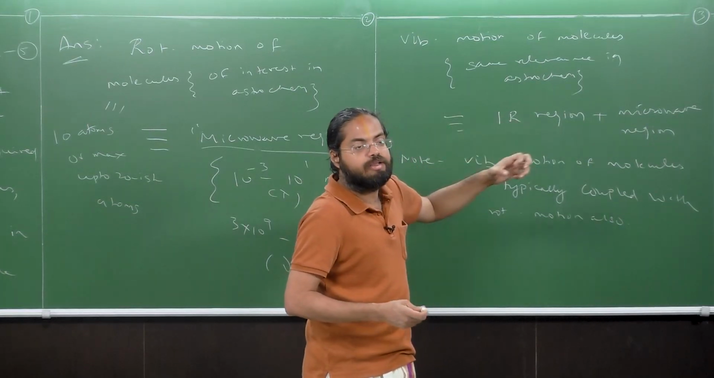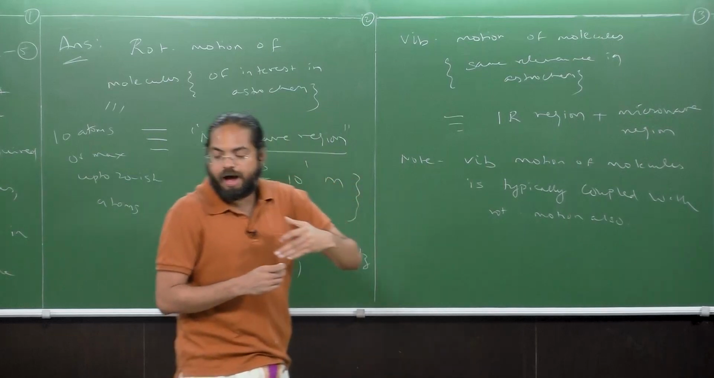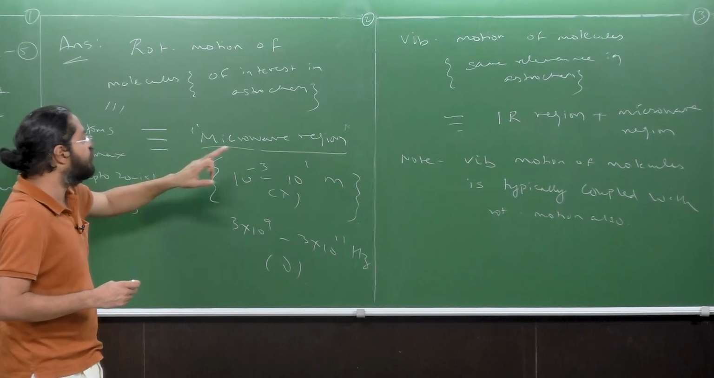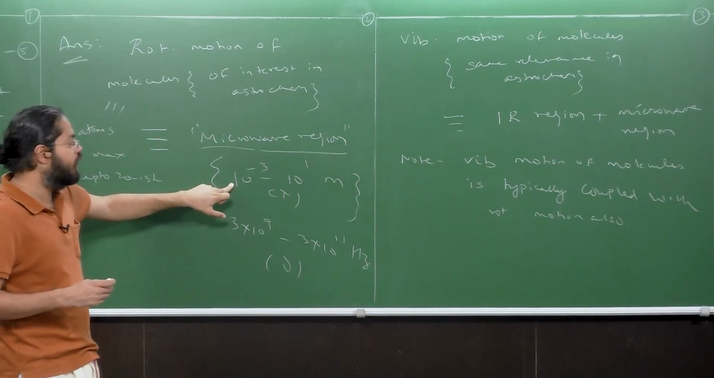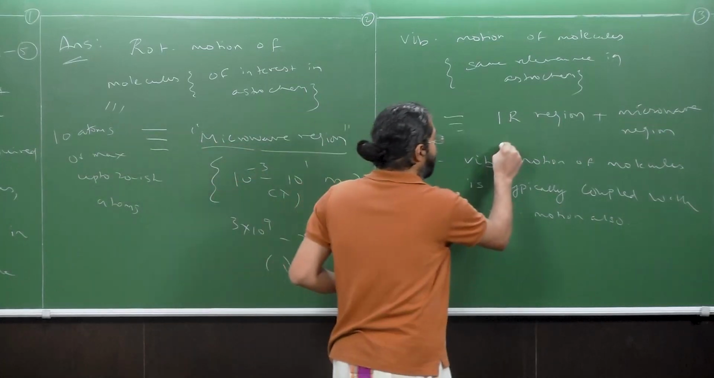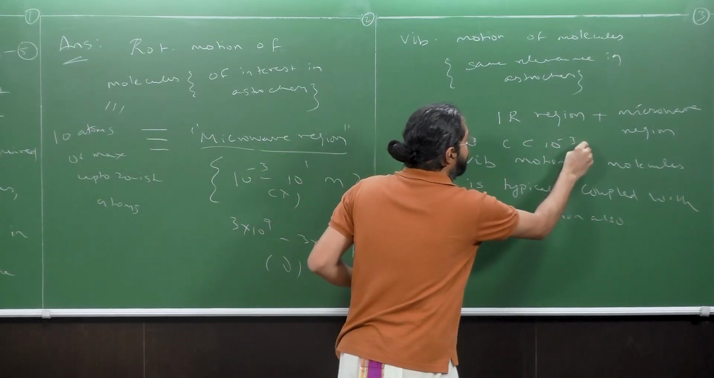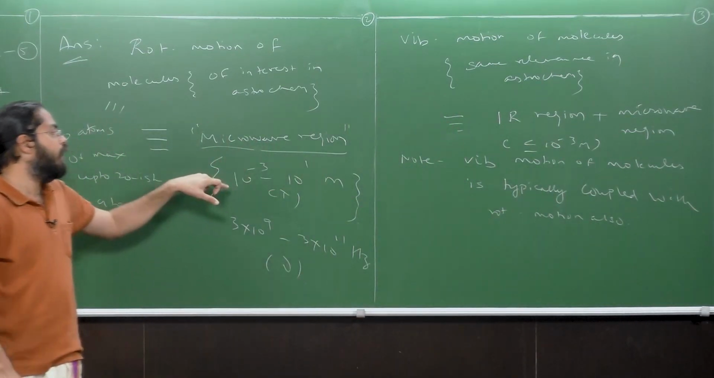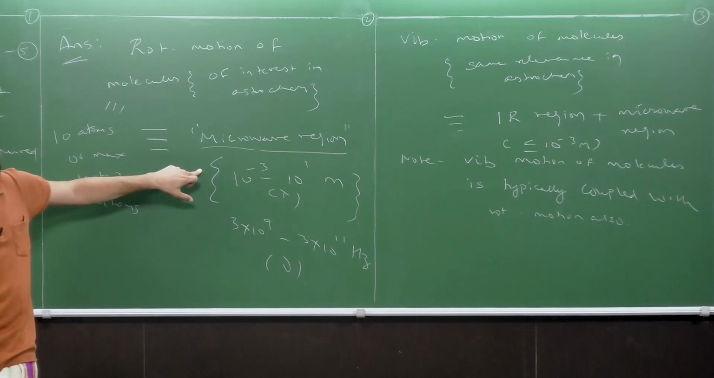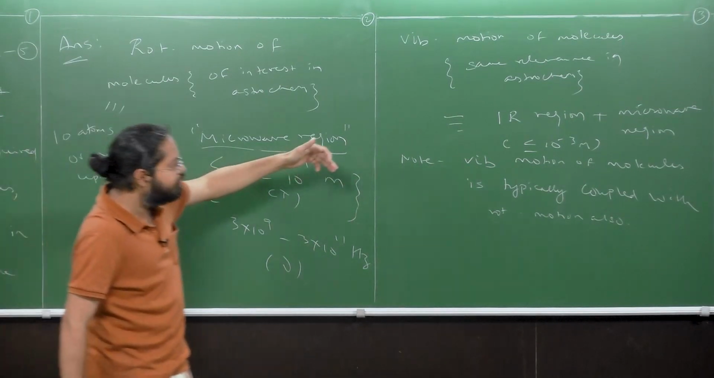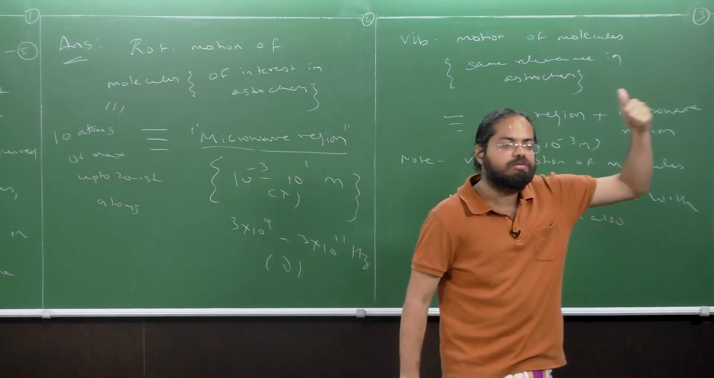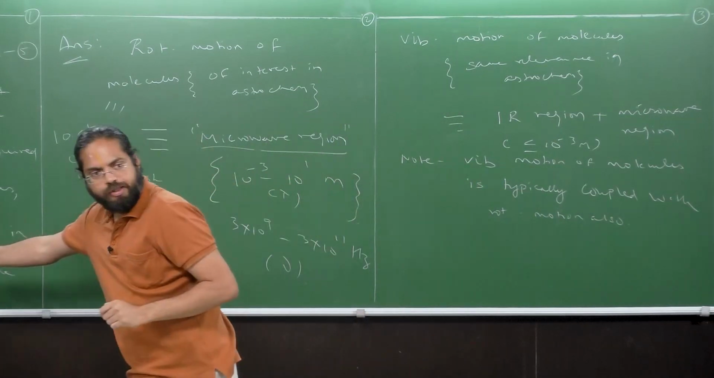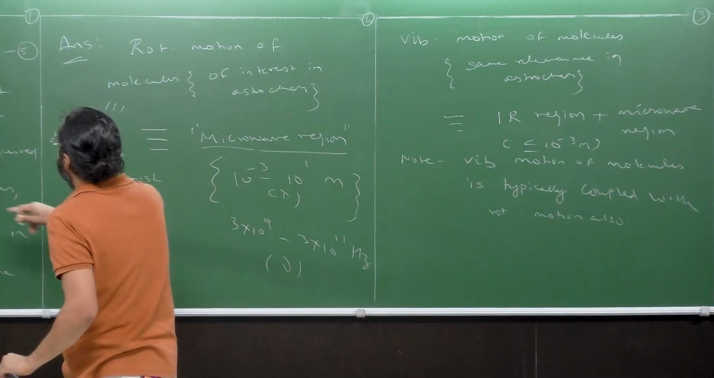The IR region is actually a higher energy region than the microwave region, because again recall, E is hc over lambda, right? So this is less than 10 to the power minus 3 meters approximately. As the lambda decreases, the energy of the electromagnetic radiation increases. All right.